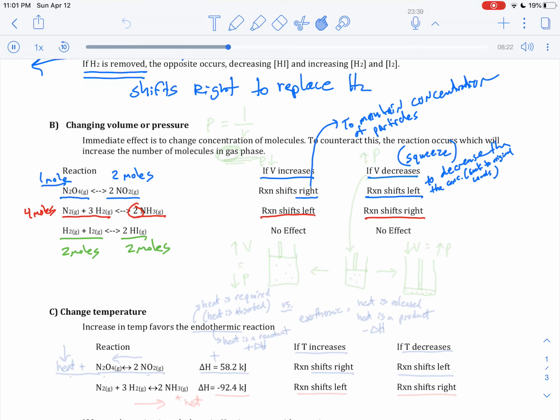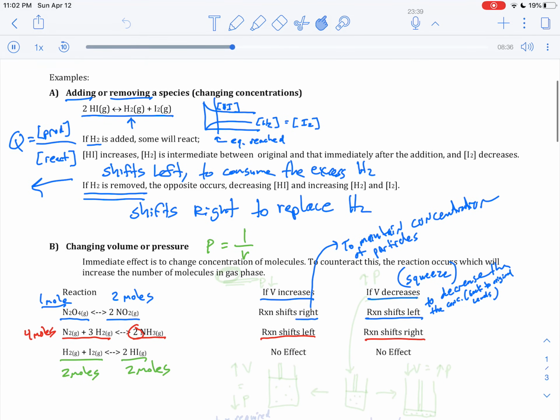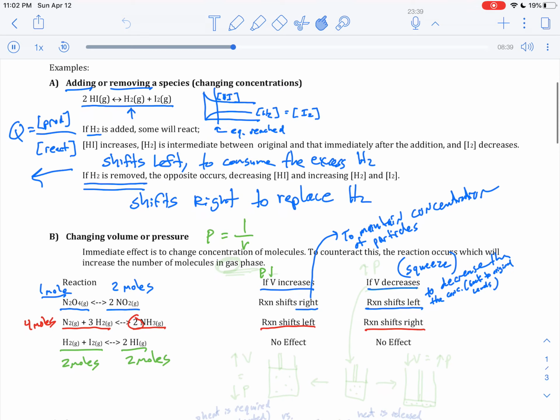Now, a note about volume and pressure. If you recall from the gases unit, the volume and the pressure are inversely related. So if the volume increases, this is the same thing as saying pressure decreases. Think about a balloon. The balloon is allowed to get bigger and bigger because the forces on the outside are getting less. So because they have an inverse relationship, you can answer questions asking about either pressure or volume if you understand that they're opposites. If the volume decreases, that's the same thing as increasing the pressure.